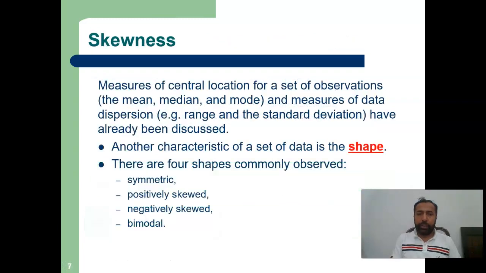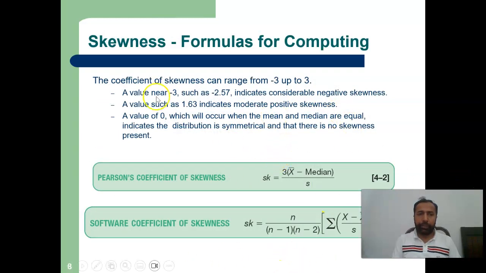To find out quantitatively the value of the skewness, first of all, you should know that the coefficient of skewness can range from -3 up to +3. A value near -3, such as -2.57, indicates considerable negative skewness. A value such as 1.63 indicates moderate positive skewness. A value of 0 indicates that there is no skewness, mean and median are equal, and the distribution is symmetrical. So if the answer of this formula is 0, we shall call this a symmetrical or normal distribution and there is no skewness. However, if the answer of this formula is close to +3, we will say it is positively skewed, or -3, we shall say it is negatively skewed.